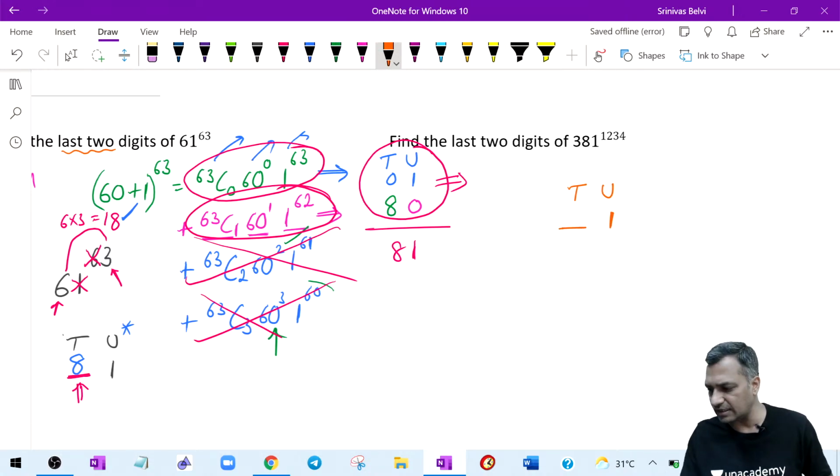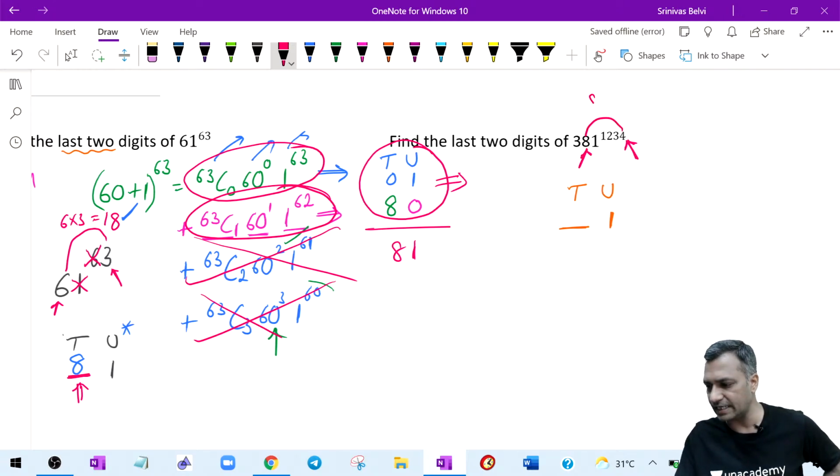The idea is to find the tens digit. What matters for the tens digit? Unit digit of the power matters, the tens digit of the base matters. You may say, what about this 3? Doesn't matter. What about this 1, 2, 3? Doesn't matter. All that matters is we should understand what matters. This 4 matters, this 8 matters.